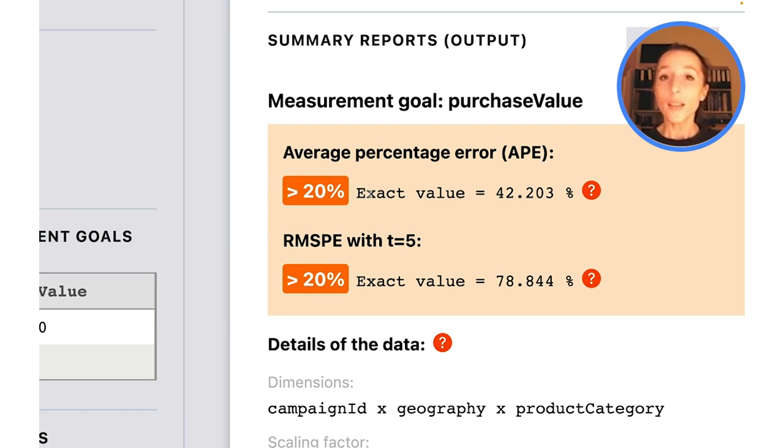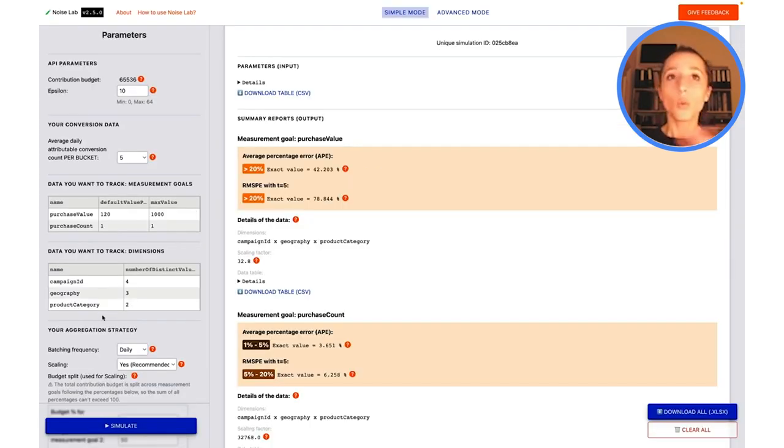Is there a way, as a user of the aggregation service and of the Attribution Reporting API or other APIs, that I can mitigate that? And the answer is yes. To do that, we can tweak one of the many parameters at our disposal.